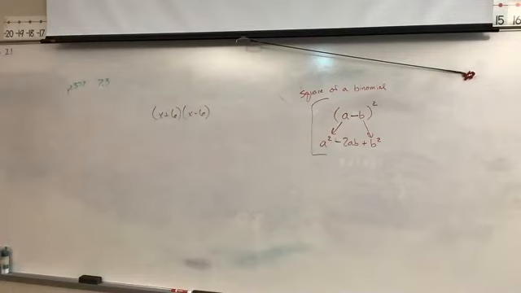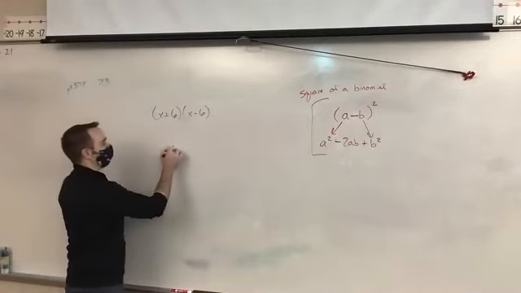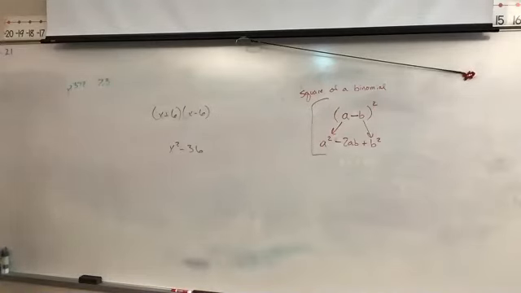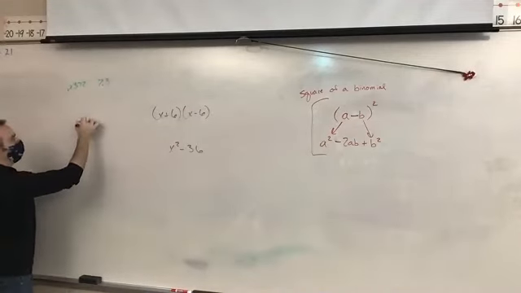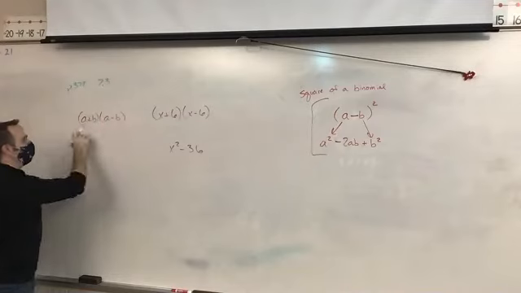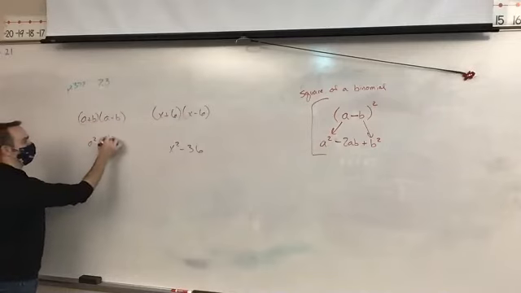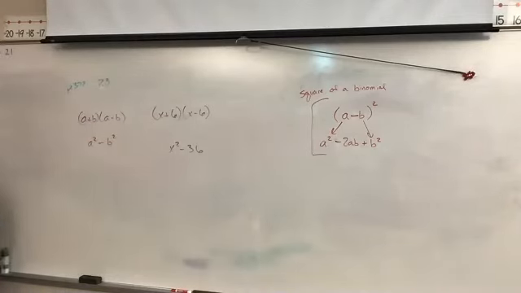So what happened to those middle two terms? They cancel each other out, right? So all we're left with is a binomial, x squared minus 36. This is absolutely correct. So our shortcut, our general form here, is a plus b times a minus b. All we have to do is square the first term, square the last term, and subtract it. Square a, square b, and subtract it.